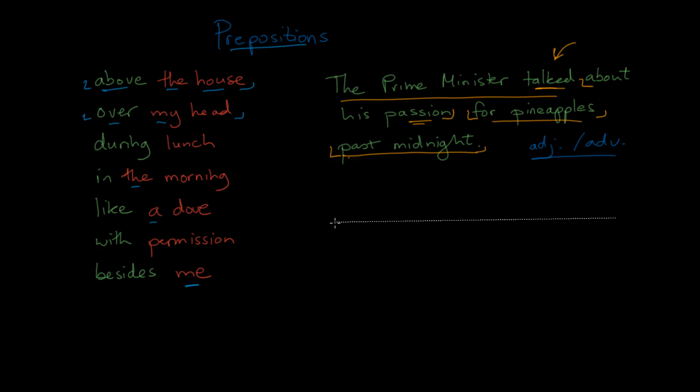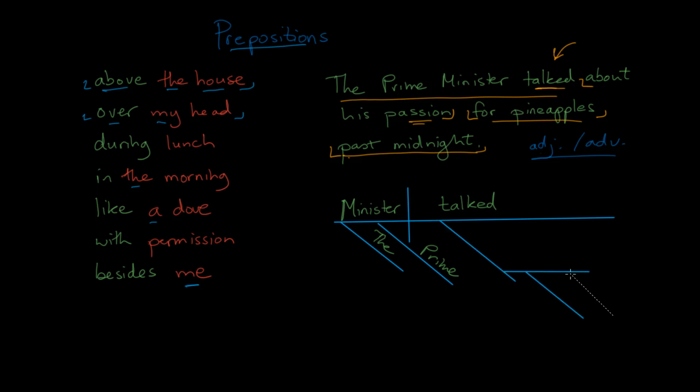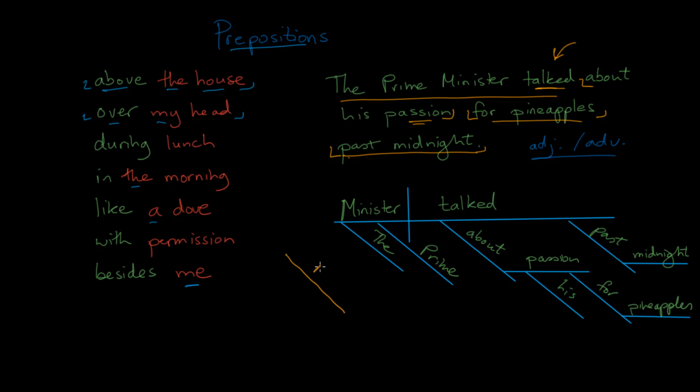Let's now diagram our sentence. As you can see, when we diagram the prepositional phrase, we put the preposition on a line that has a 45-degree angle, right? There's our preposition. Then just before the end of the line, we draw a horizontal line and we put the noun or the pronoun on that. And then any modifiers go underneath the line as usual.